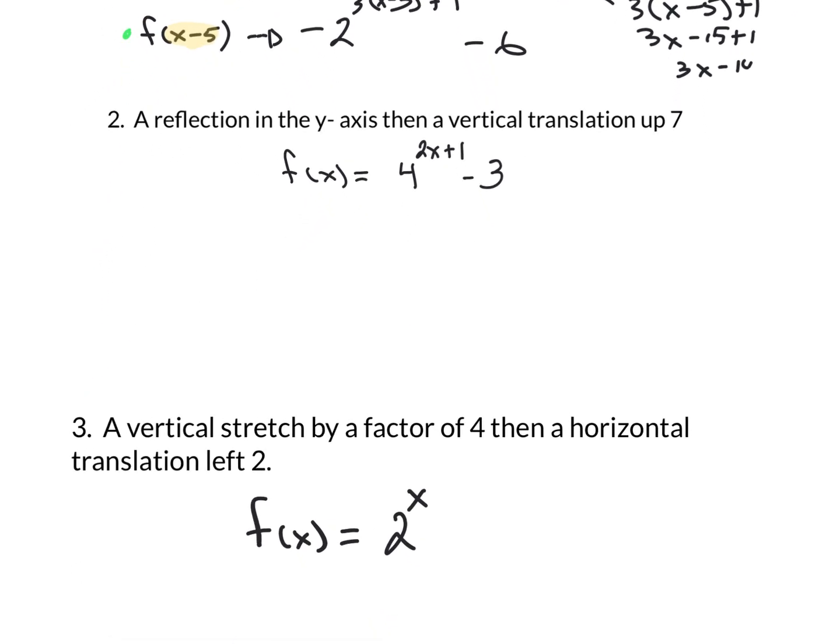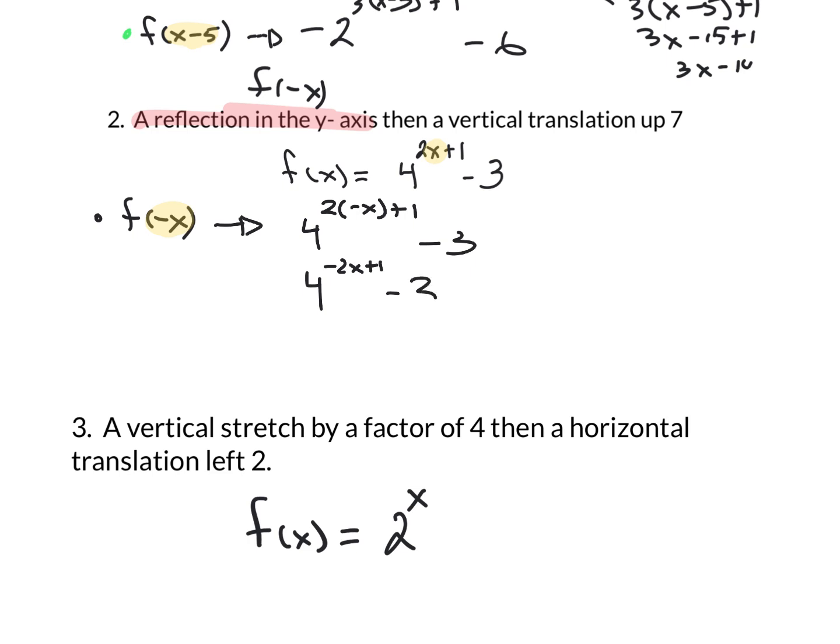A reflection in the y-axis. You might want to pause and try this yourself and then see how you do. A reflection in the y-axis, remember, is when it is f of negative x. That means wherever I see an x, negative x goes in place of where the x used to be. So that's going to give me 4 to the 2 times negative x plus 1 minus 3. So that simplifies to 4 to the negative 2x plus 1 minus 3.